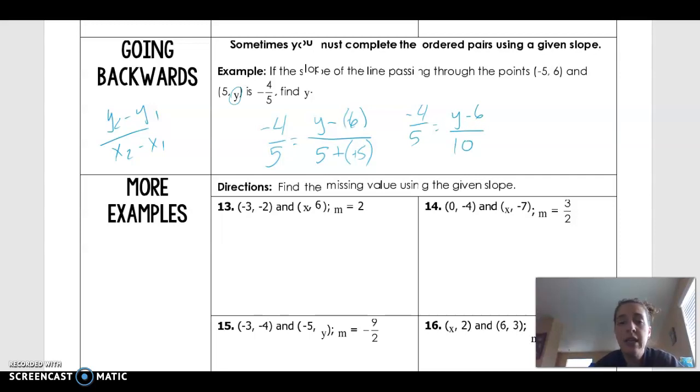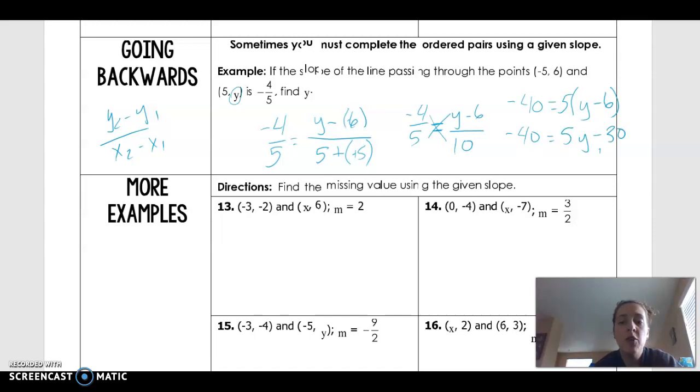Well, I know that to get rid of these, I have 2 ratios or 2 fractions that are set equal. And when those 2 things are set equal, I can cross multiply, right? And that's only because there's this equal sign in the middle. So I would cross multiply. So I would have 10 times a negative 4, which is negative 40, equals 5 times y minus 6. So remember here I have to always use my parentheses because it's multiplying times the whole thing. So let's go ahead and distribute. So I've got negative 40 equals 5y minus 30.